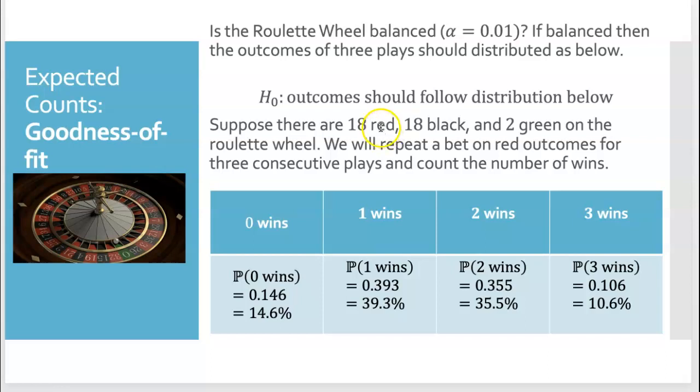But we're not doing just one game. We're going to bet on red 3 times in a row. So what we want to know is, what are the chances that it wins 0 out of 3, 1 out of 3, 2 out of 3, 3 out of 3?